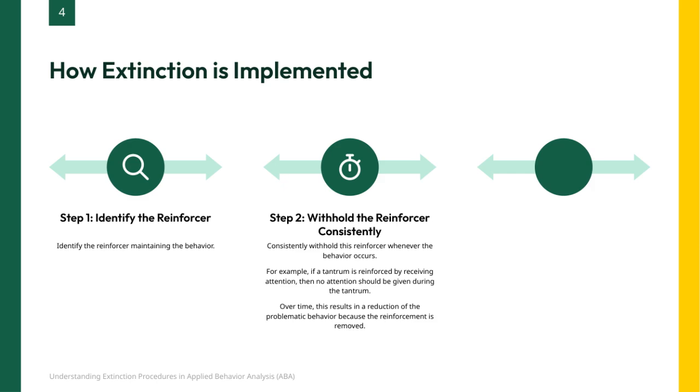For example, if a tantrum is being reinforced because the person gets attention during it, then no attention should be given while the tantrum is occurring. The key word here is consistently. Any reinforcement, even occasionally, can weaken the extinction process. Over time, because the behavior is no longer followed by the reinforcement it was used to, the person is less likely to continue that behavior. Essentially, by removing the reward, the behavior gradually decreases.